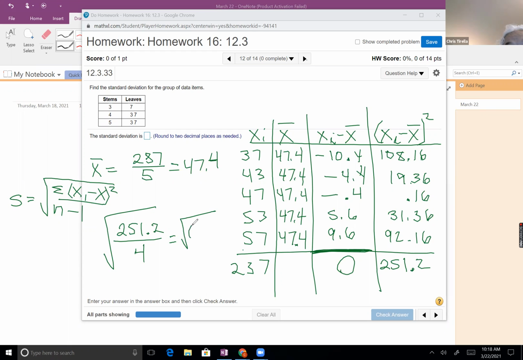that I'm going to take the square root of 62.8. I'm sorry, sometimes the stylus makes these numbers look horrible that I'm writing. And so when I take that square root of that last answer, I get my standard deviation to 2 decimal places would be 7.92. Better idea on using the standard deviation formula.